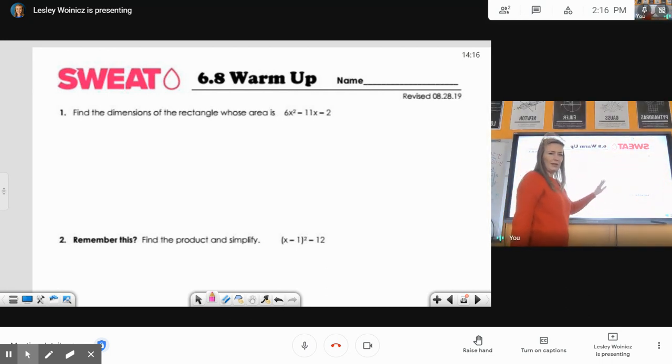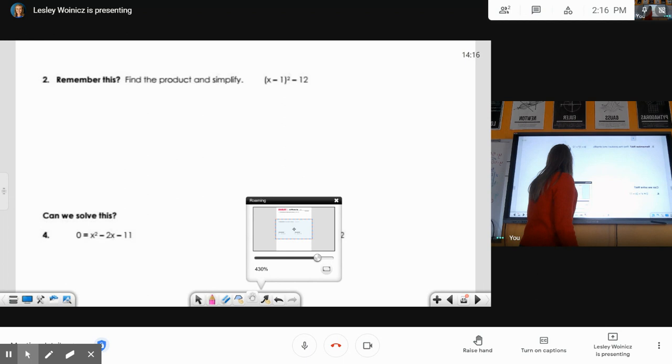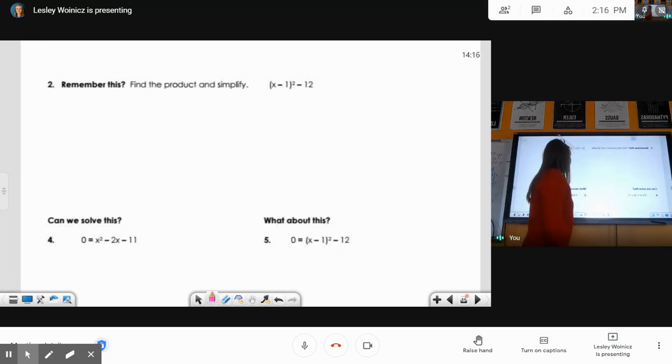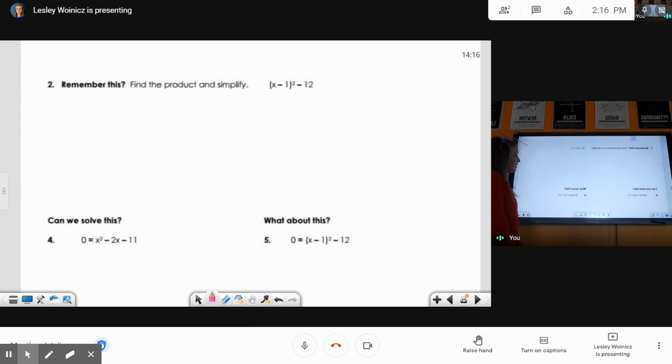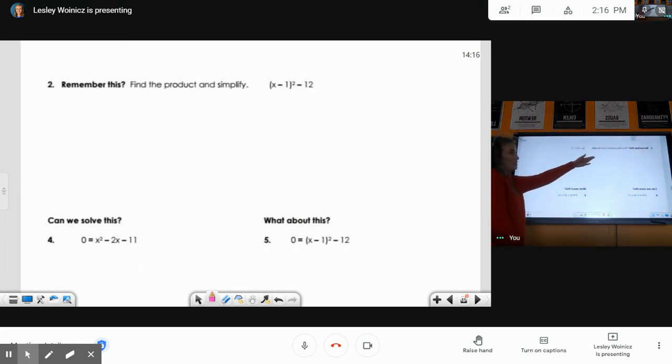We're going to skip number 1 because it's just a review problem. Number 2 is really where we need to look for today. This is a problem from Unit 2. We have to find the product and simplify. We have to do parentheses before we can do subtraction, but we can't simplify x minus 1. So we're just going to go to the exponents before we do the subtraction.